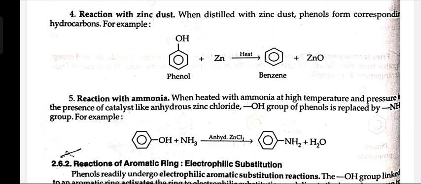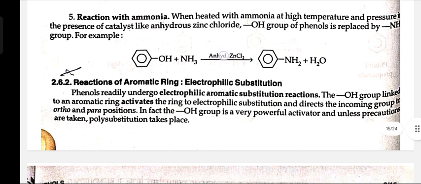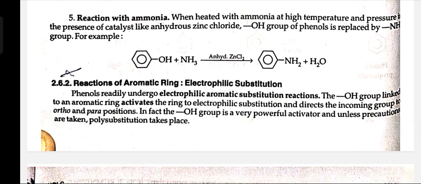Reaction with zinc dust. When distilled with zinc dust, phenols form the corresponding hydrocarbons, that is, benzene is formed from phenol. Reaction with ammonia. When heated with ammonia at high temperature and pressure in the presence of catalysts like anhydrous zinc chloride, the OH group of phenols is replaced by the amino group.